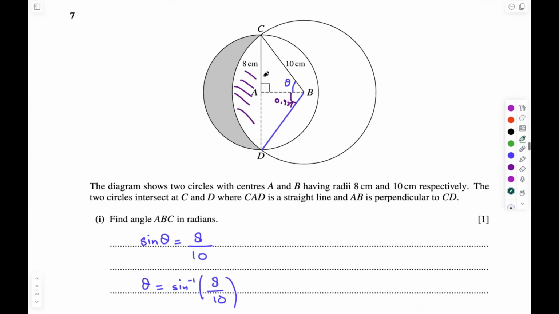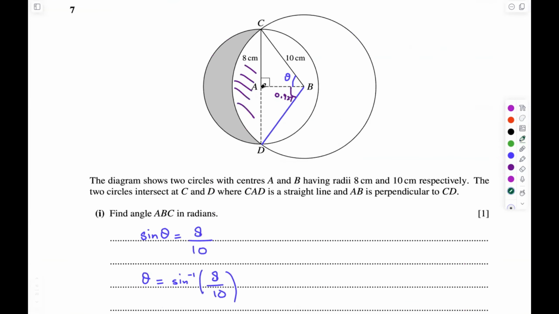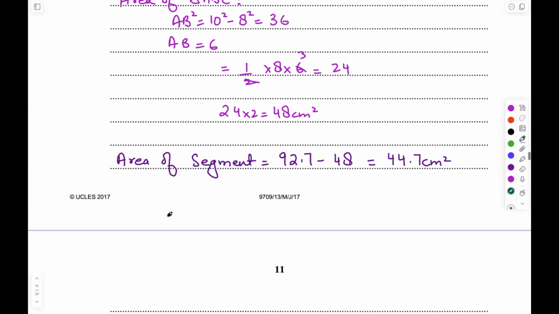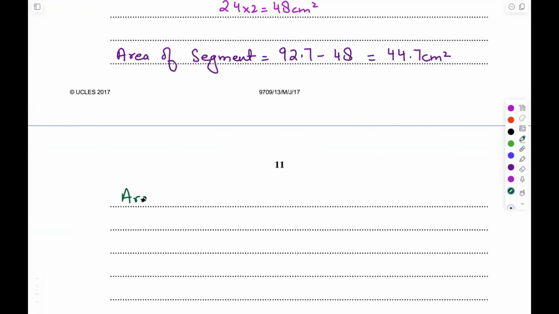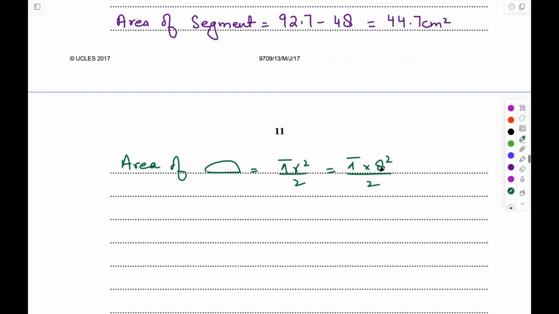Now finding the area of the semicircle with the circle with center A. So the radius is 8. We can write that the area of the semicircle will be pi r squared upon 2. As the radius is 8, this will become pi into 8 squared upon 2. So that will become 64 upon 2, which is equal to 32 pi.